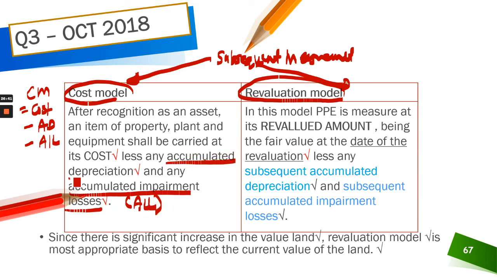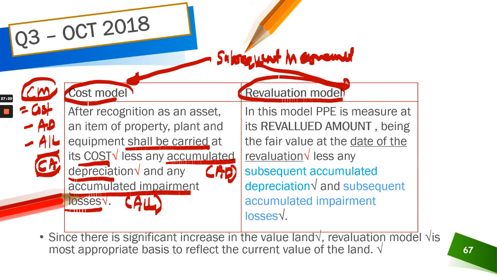Accumulated depreciation, I put this as AD, and shall be carried at cost. So under the cost model, I put here CM, the carrying amount will be cost minus accumulated depreciation minus accumulated impairment loss. So the item of PPE shall be carried at cost, cost less accumulated depreciation less accumulated impairment loss. And this is the carrying amount.